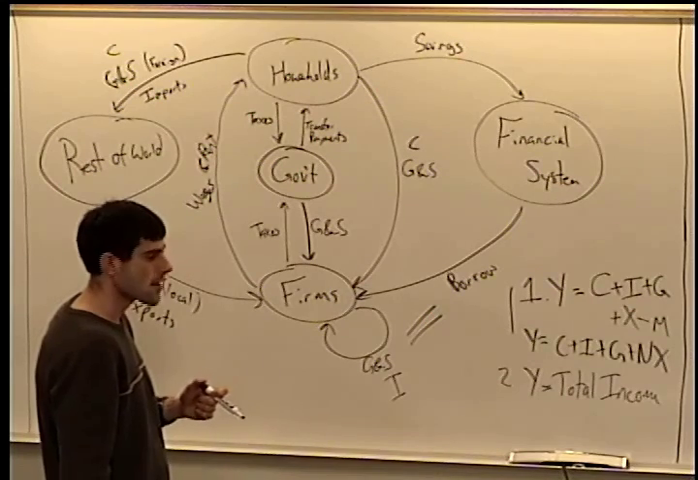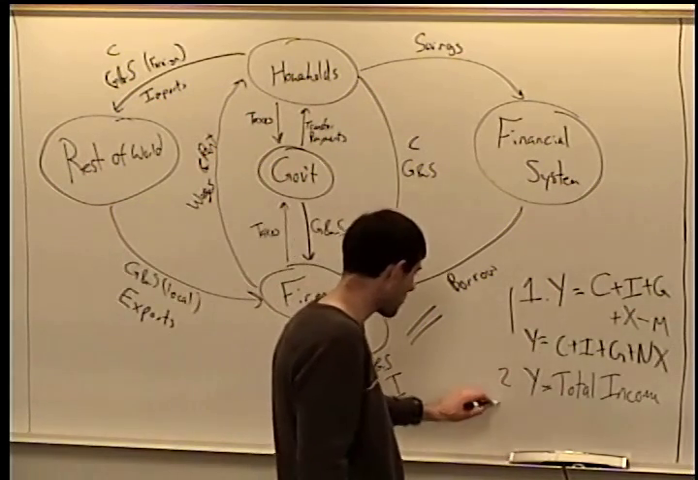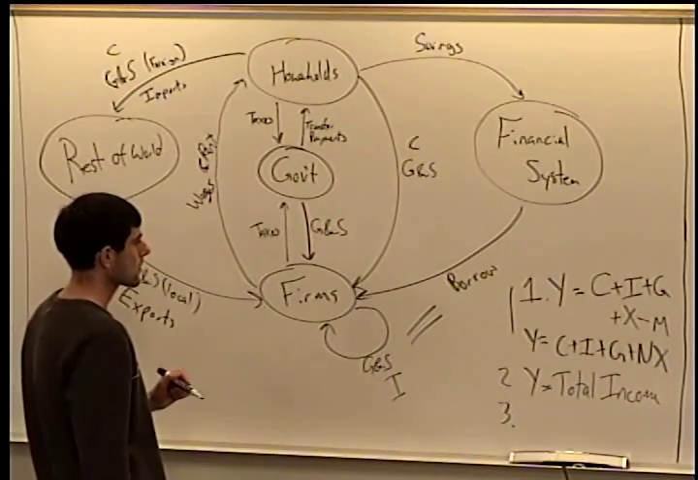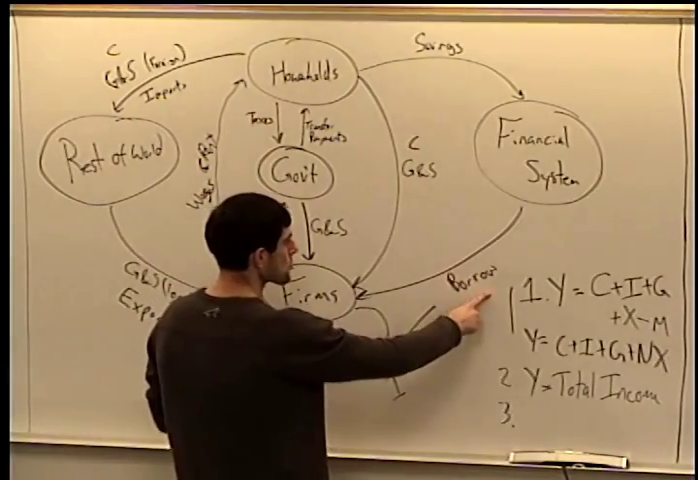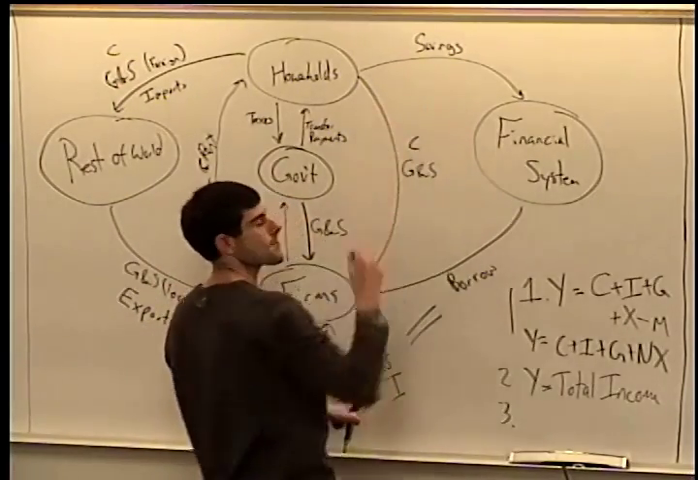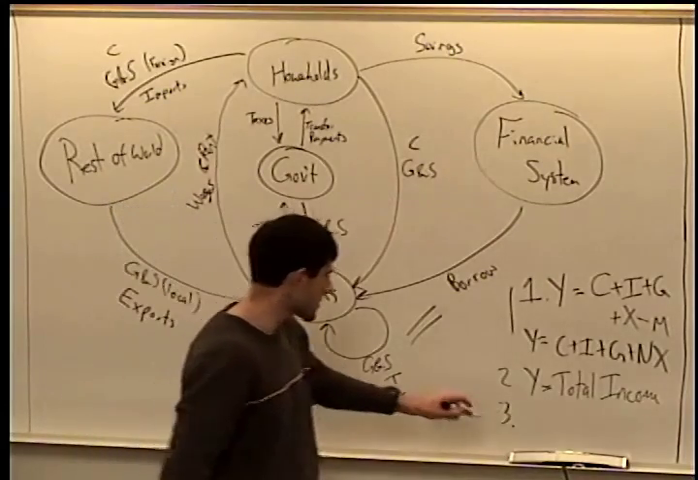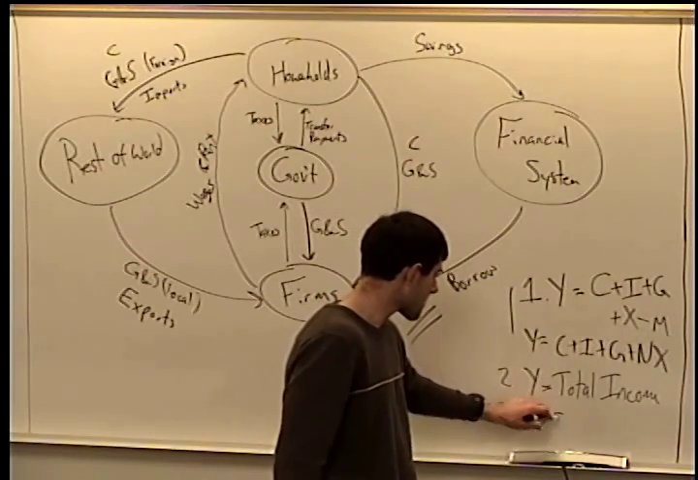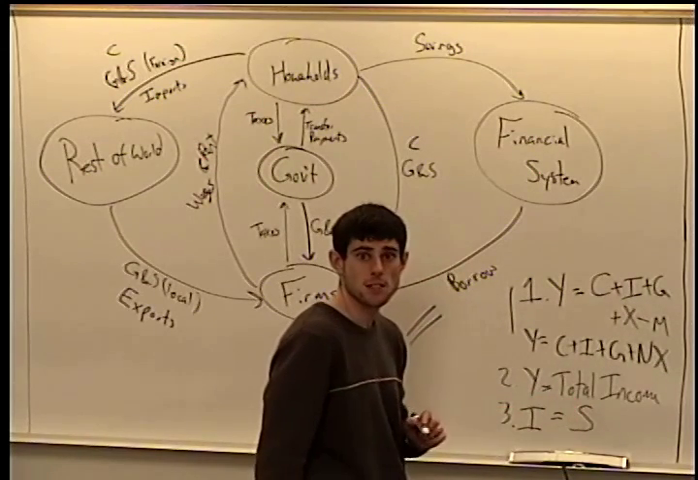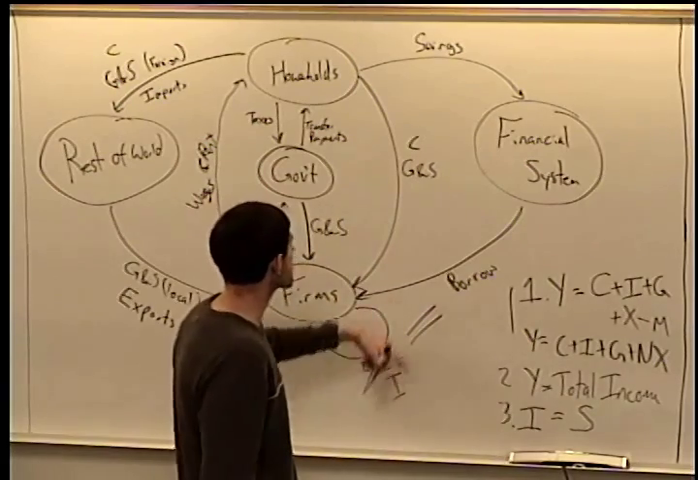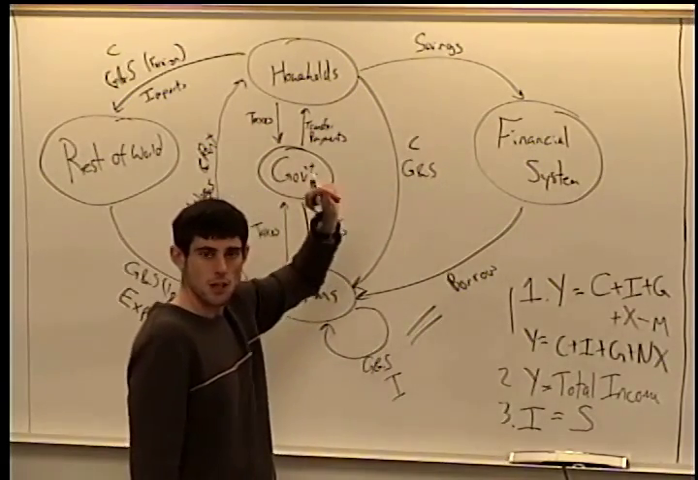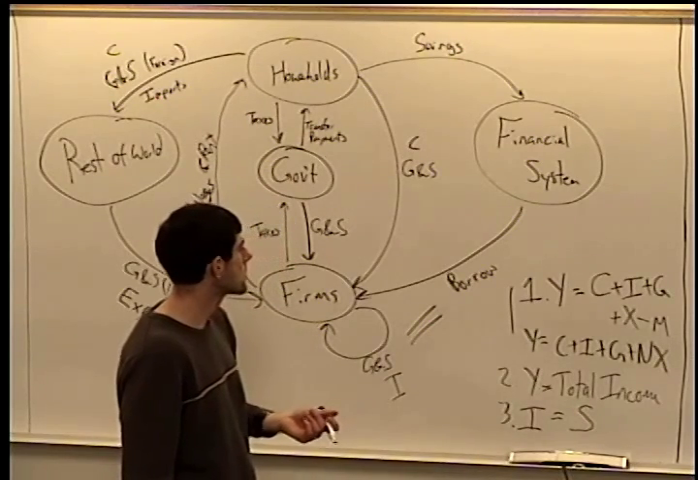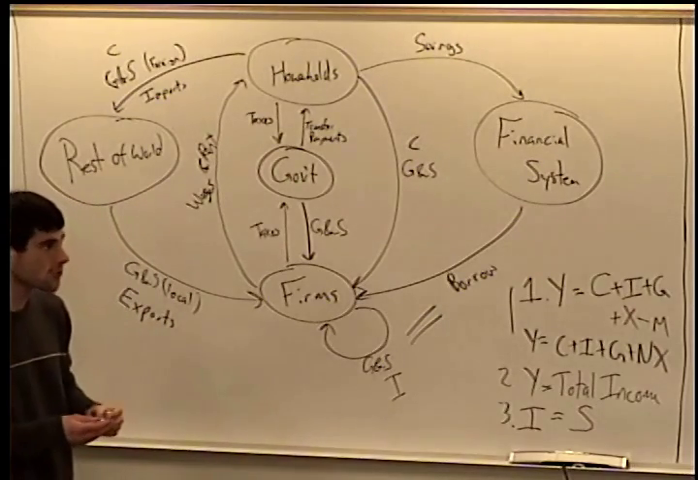Okay? And then lastly, the last thing that we notice comes from the financial system. We said that investment spending is equal to borrowing, but borrowing is equal to savings. So total investment spending, big I, this I right here, has to be equal to total savings, big S. So investment equals savings. And we're going to prove that a little bit later, okay, in a later chapter. So for right now, this is our circular flow diagram.